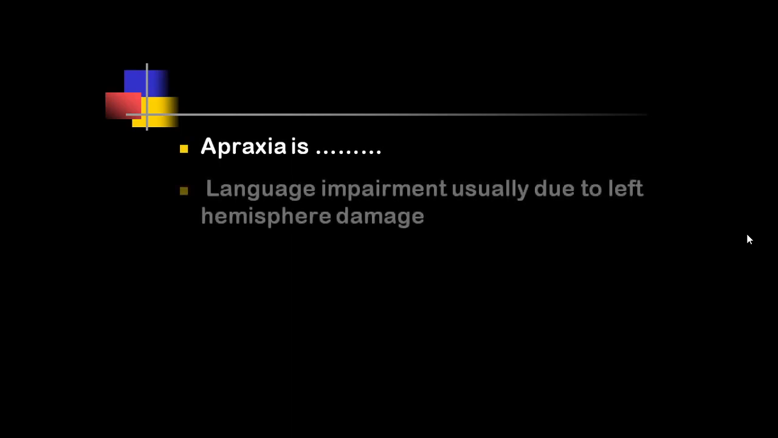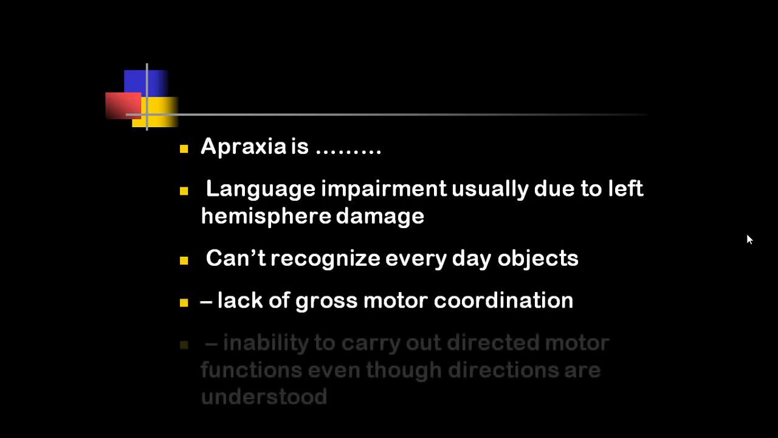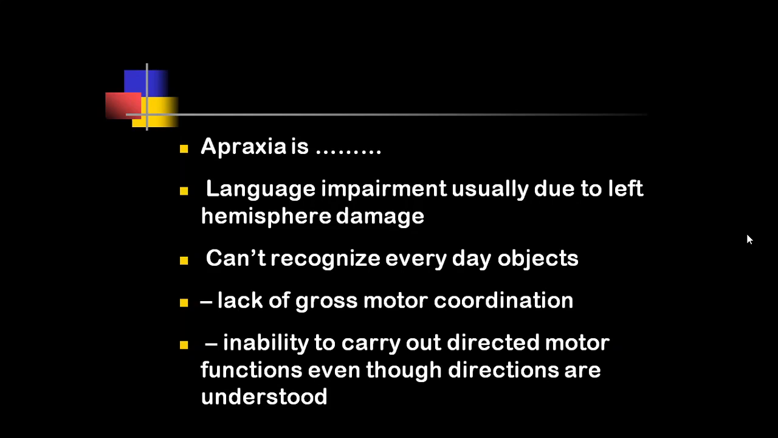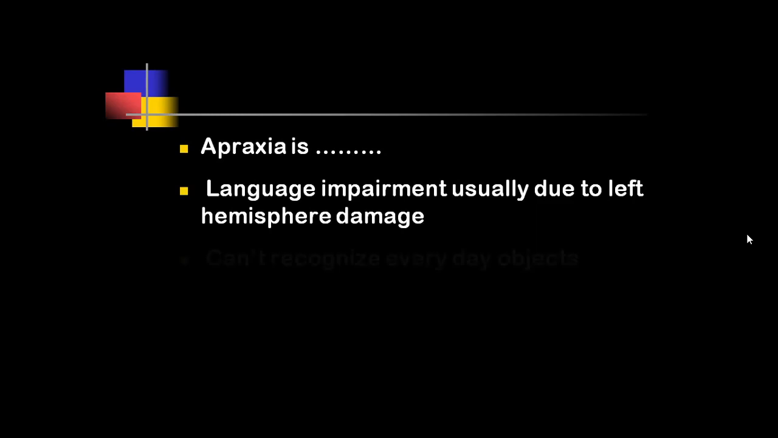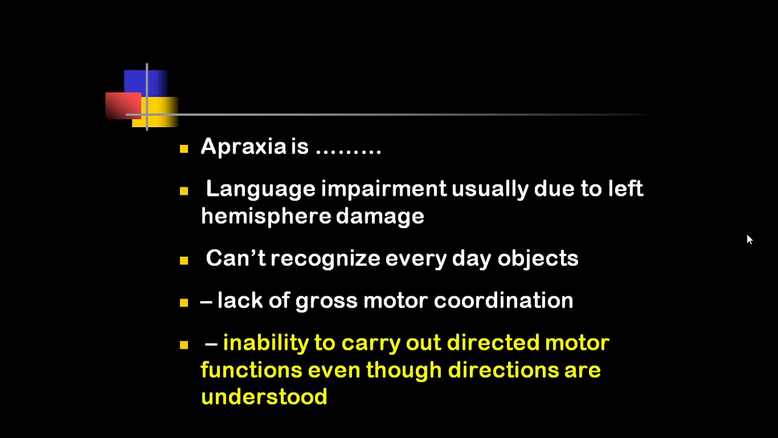Next is apraxia. Is it language impairment usually due to left hemisphere damage, can't recognize everyday objects, lack of gross motor coordination, or inability to carry out directed motor functions even though directions are understood? The answer is the last one: inability to carry out directed motor functions even though directions are understood.